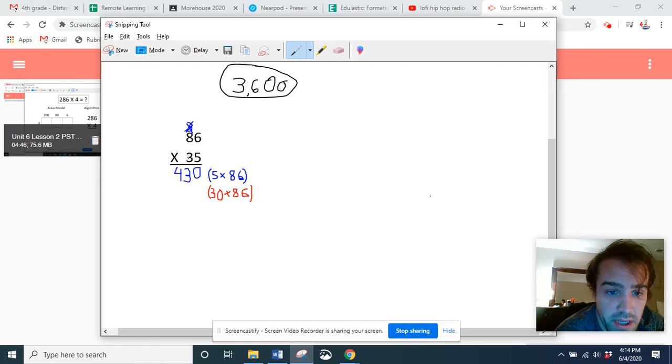Let's start with 30 times 6. 30 times 6 is 180. So I'm going to put that 0 in the ones place. We know we're not going to have anything there. Then the 8 in the tens place from 180, and then I'm going to carry that 100 into the hundreds place so I can add it into my next part of my partial product.